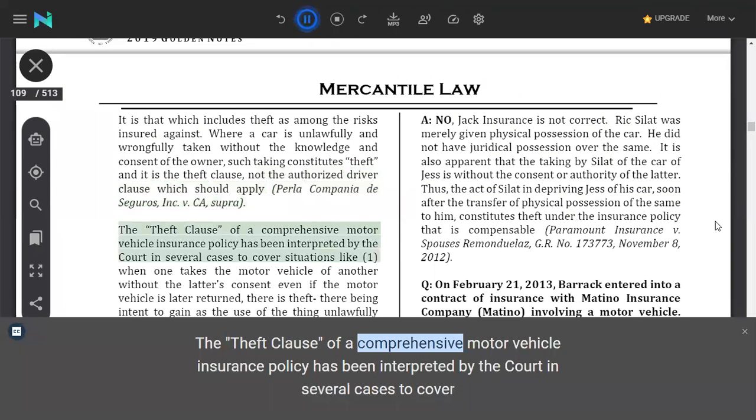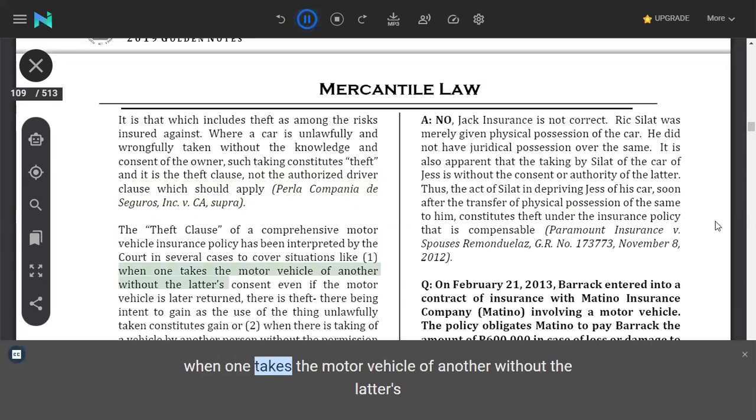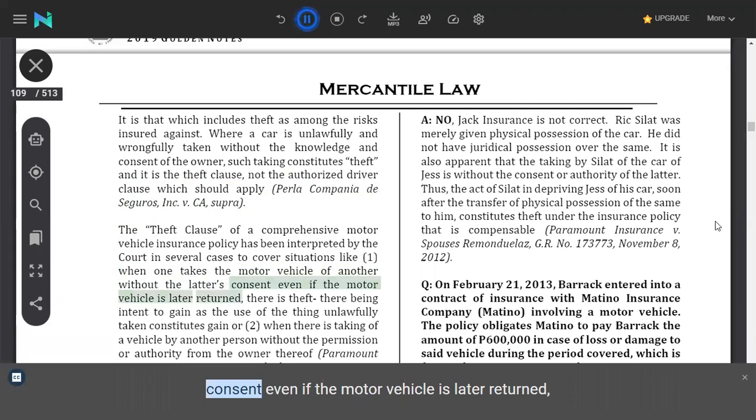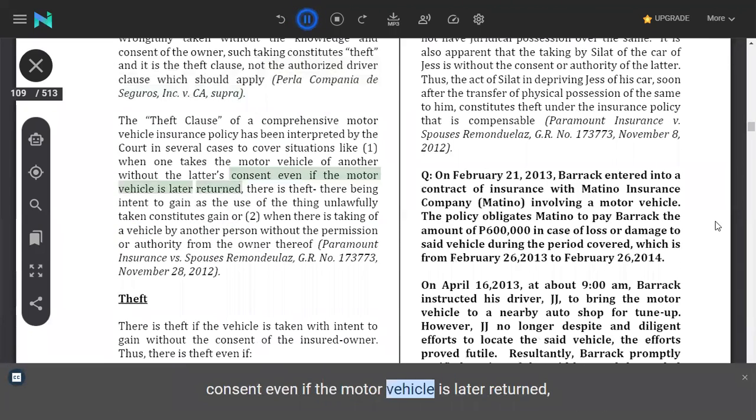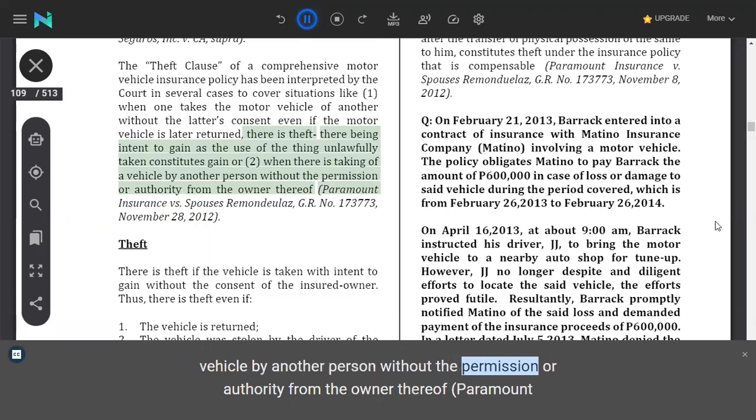The theft clause of a comprehensive motor vehicle insurance policy has been interpreted by the court in several cases to cover situations like when one takes the motor vehicle of another without the latter's consent, even if the motor vehicle is later returned. There is theft, there being intent to gain, as the use of the thing unlawfully taken constitutes gain, or when there is taking of a vehicle by another person without the permission or authority from the owner thereof.